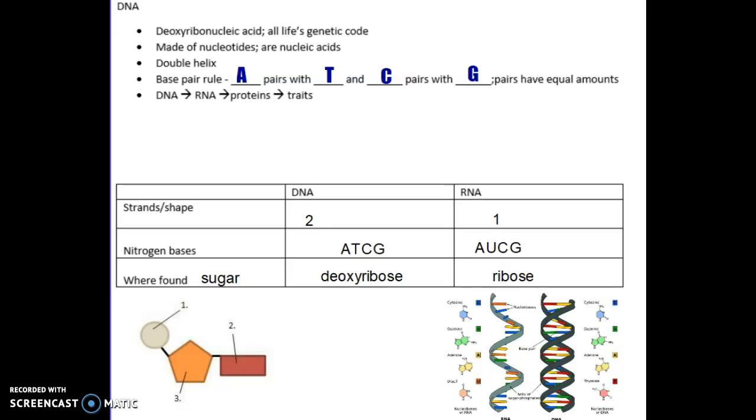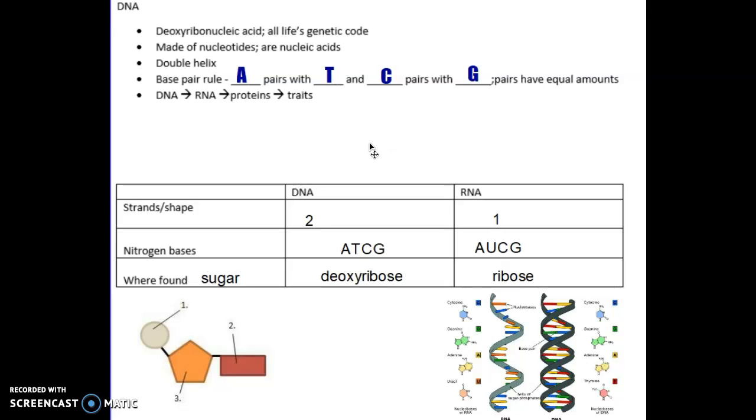So DNA is the abbreviation for deoxyribonucleic acid, and that tells you a lot about the molecule right there. You have to know what kind of organic compound it is, which is a nucleic acid. That's what the NA stands for. And as you know, DNA is every living thing's genetic code. Okay, so the building blocks of DNA are nucleotides. They're made of nucleic acids, like we just said.